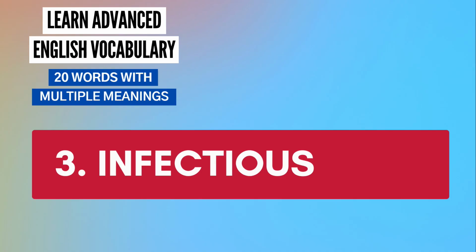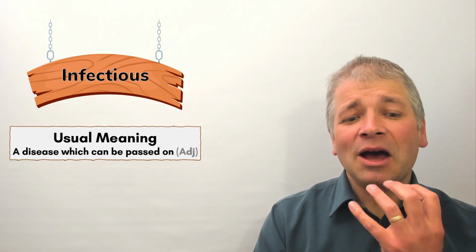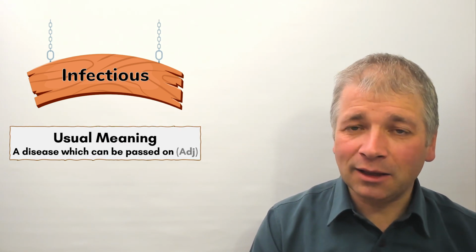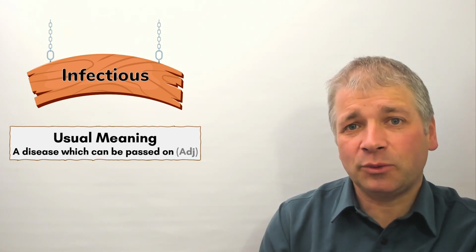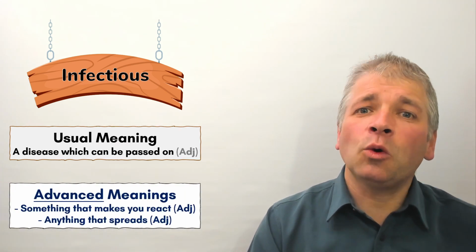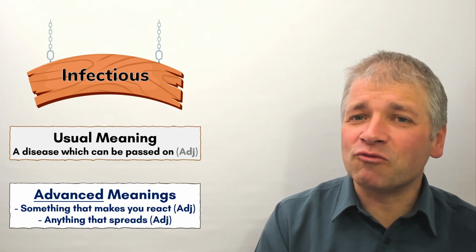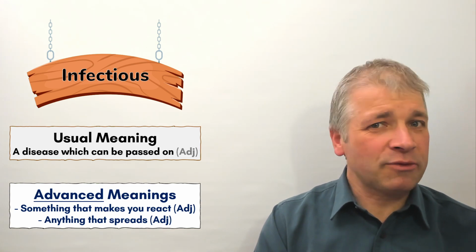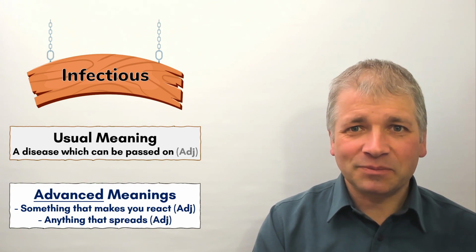Word 3 is infectious. The usual meaning of infectious is a disease which can be passed on. So if you get ill, it might be infectious. If it's infectious, you can pass it on to another person. But we can also use infectious to mean something that makes you react and anything that spreads, whether it's a disease or an idea or something else.